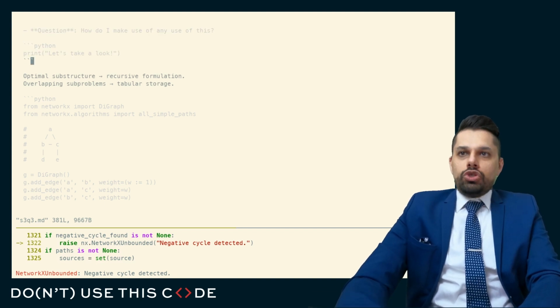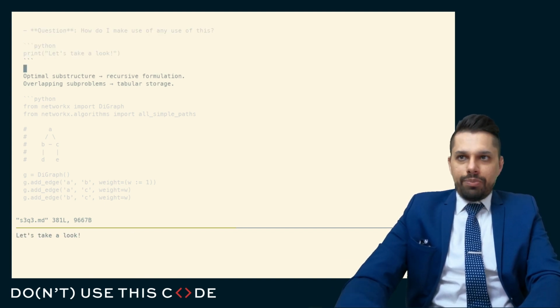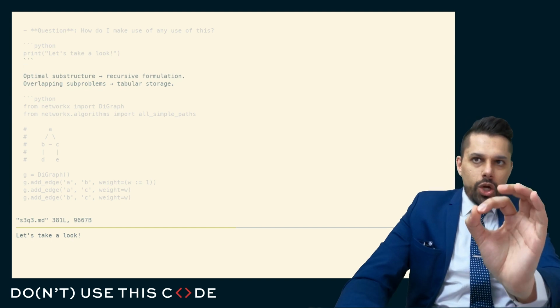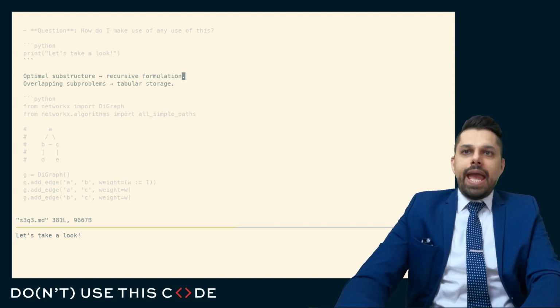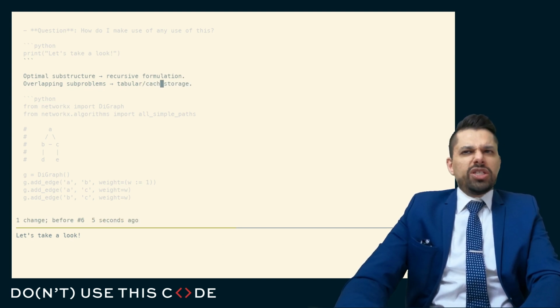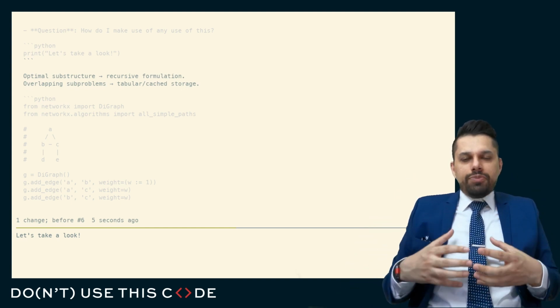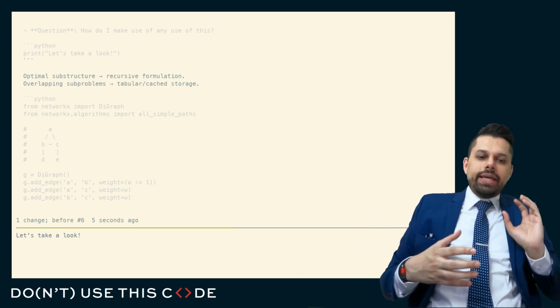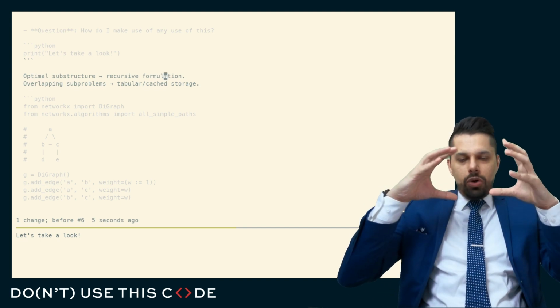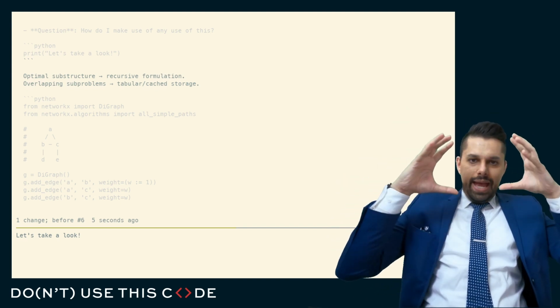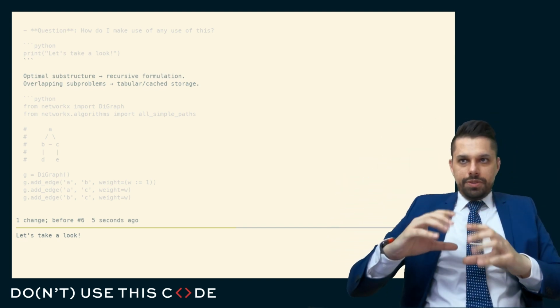Remember, the two key parts to dynamic programming are optimal substructure and overlapping subproblems. And this leads to two direct guidances. And here I can say tabular storage or cached storage, because they're actually two different formulations. The first part is we're looking for some optimal substructure. We're looking for something that can lead to a recursive formulation. We're looking for a way to take the big problem and to break it down into smaller problems.